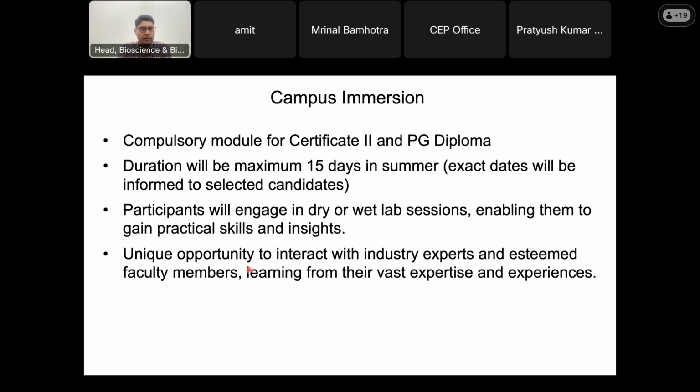And you will have a unique opportunity to interact with industry experts as well as faculty members from IIT Jodhpur, and you will learn from their vast expertise and experiences.